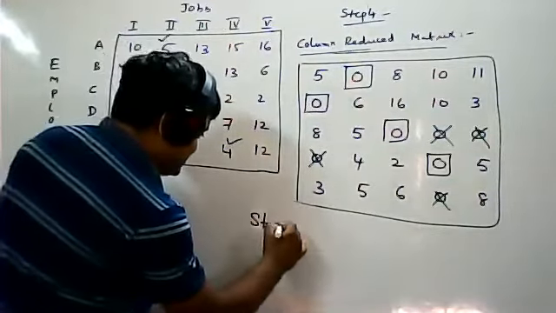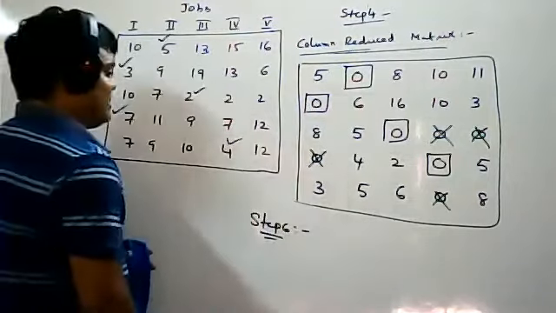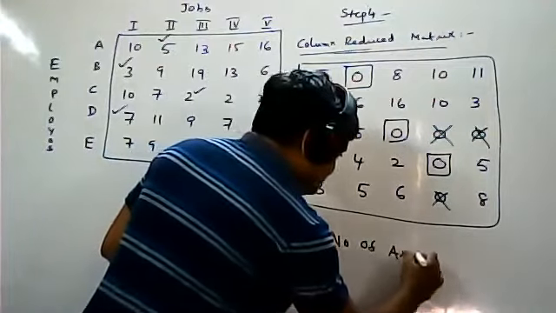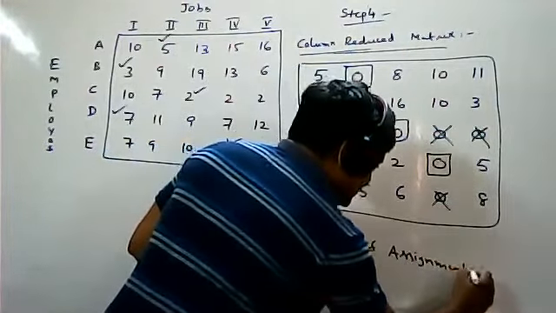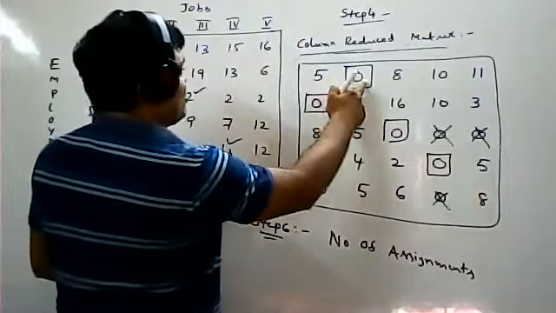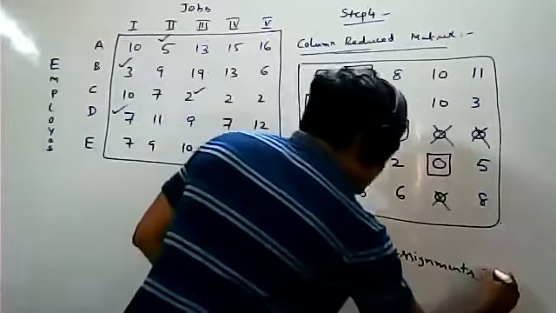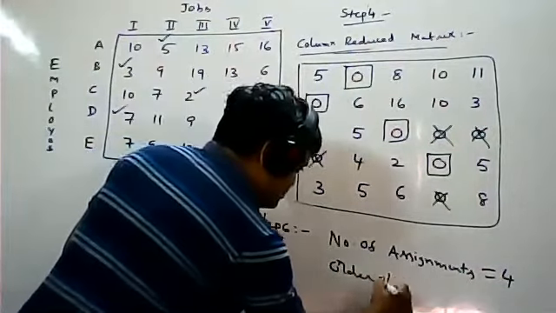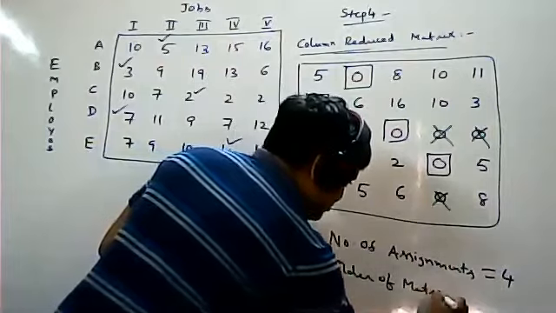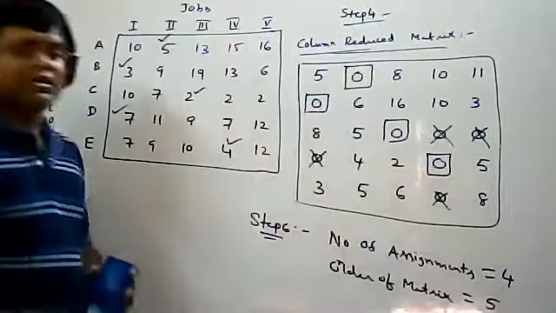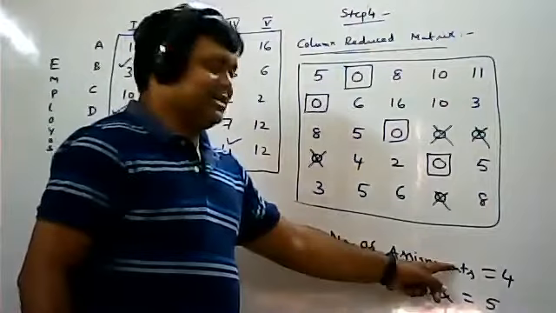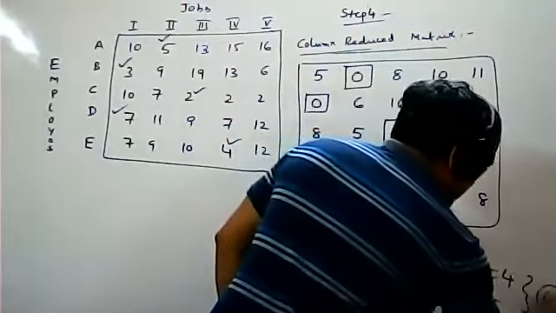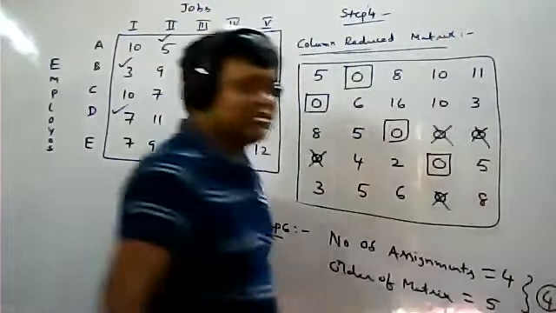Next, step number 6. So what is step number 6? Step number 6 is the number of assignments equal to how many assignments? Assignment means rectangle symbol. So how many assignments did you get? 1, 2, 3, 4. Number of assignments equals 4. What is the order of this matrix? Order of the matrix means 5 rows, 5 columns, so the order is 5. If you observe here, the number of assignments is not equal to the order of the matrix. 4 is not equal to 5.